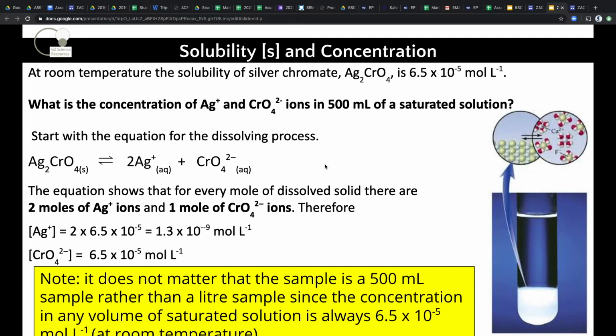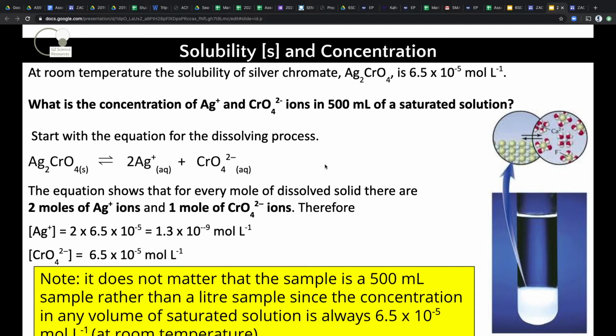Read that top sentence there. At room temperature, the solubility of this silver chromate compound is 6.5 times 10 to the negative 5 moles per liter. Is that a big or small number? Yeah, 10 to the negative 5, very small number. So that tells us it is a sparingly soluble solid. Now the question in bold is, what is the concentration of those silver ions and the chromate ions in 500 mils of a solution?